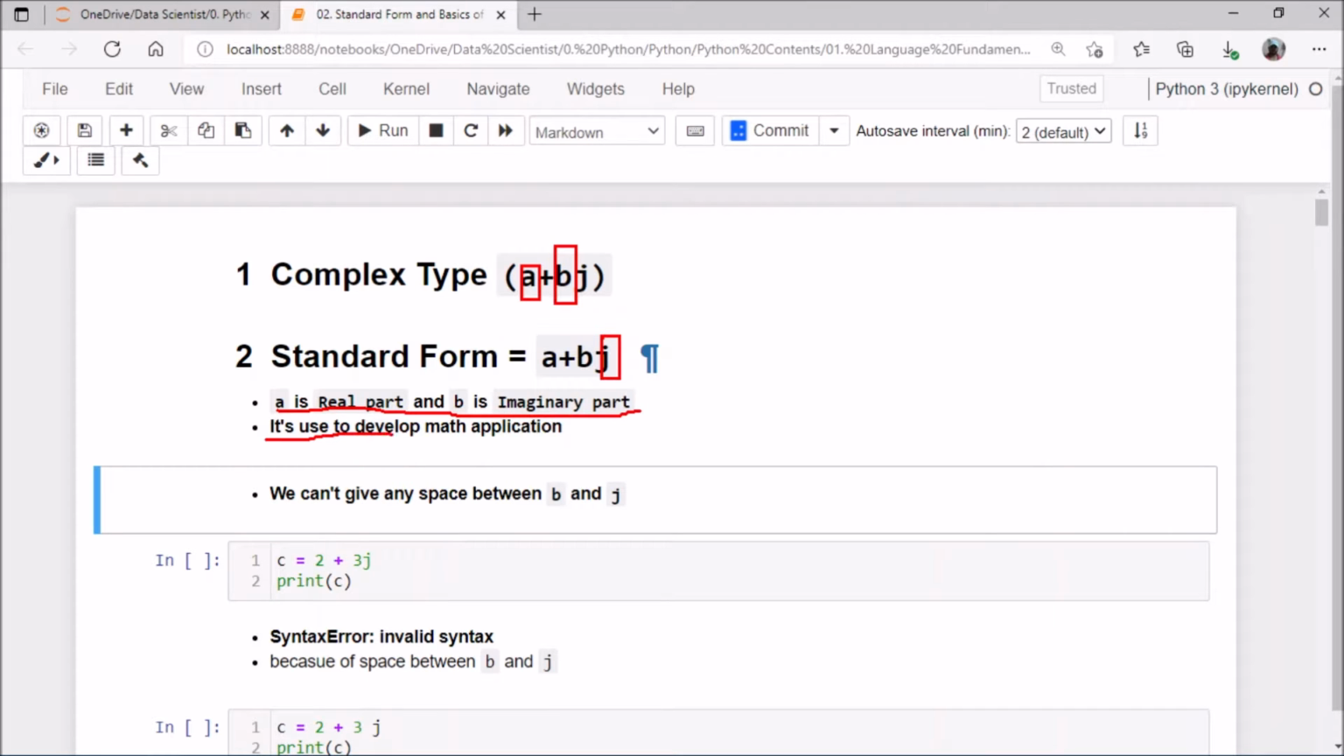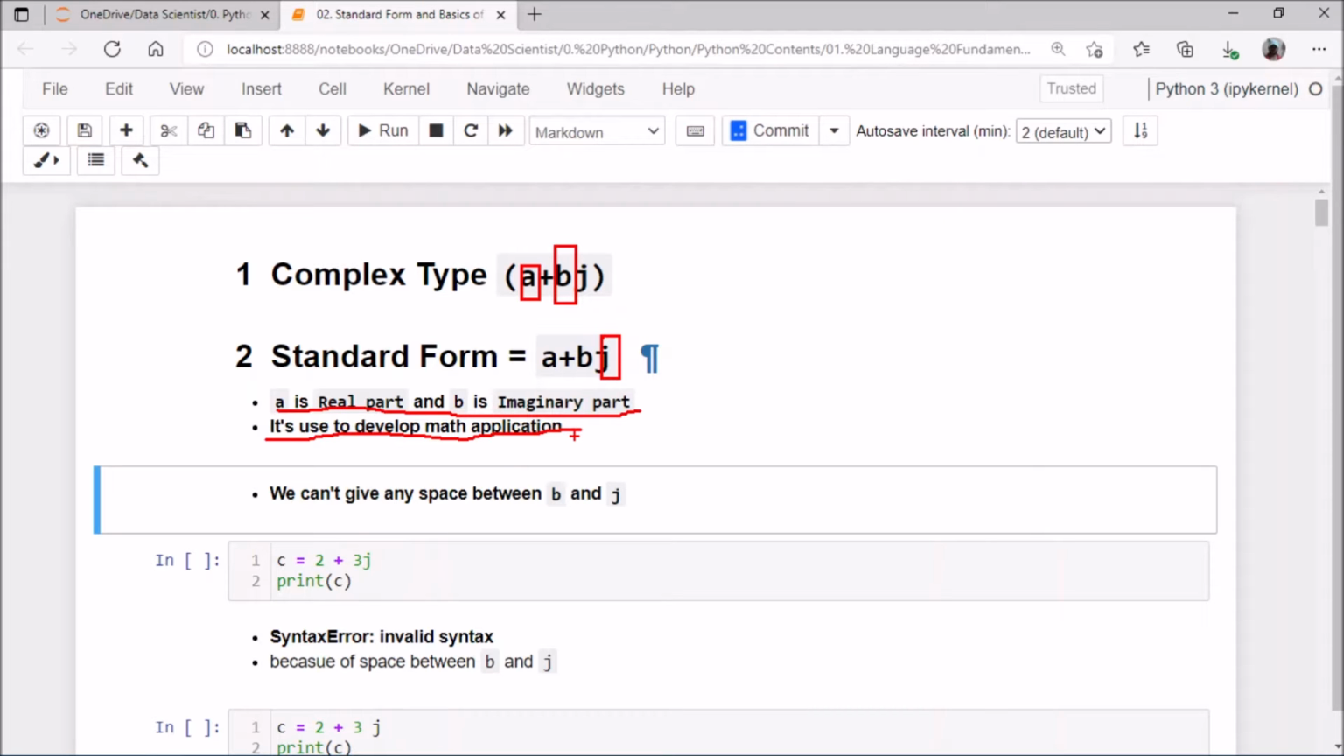It's used to develop math applications also, because we know that in coordinate geometry, x and y denote the x-axis and y-axis. Suppose you want to locate any object, like this is a chair or this is a table, then it is based on the axes only: x-axis distance, y-axis distance and z-axis distance. In the same way, complex numbers denote 2D coordinate geometry, because here we use a and b instead of x and y. So a is the real part and b is the imaginary part here.